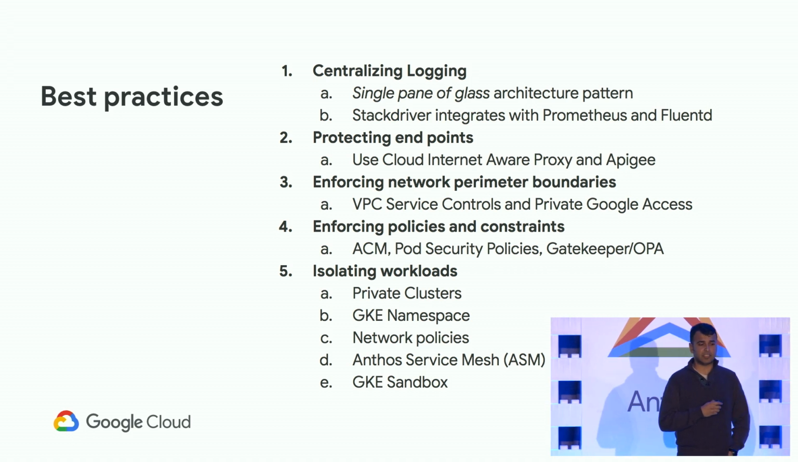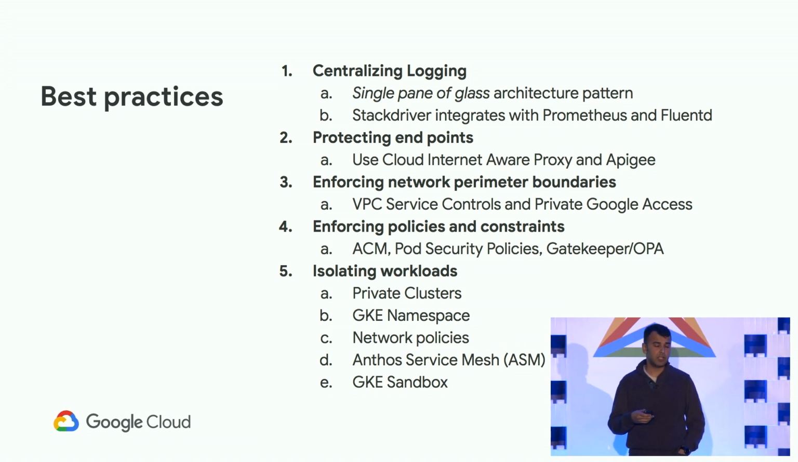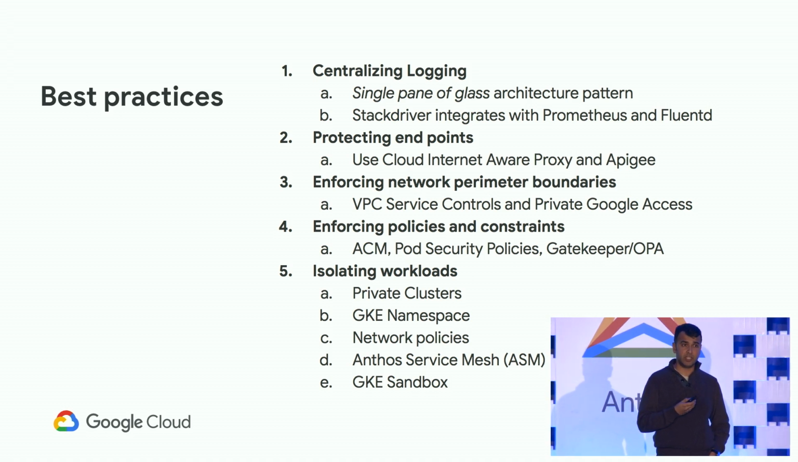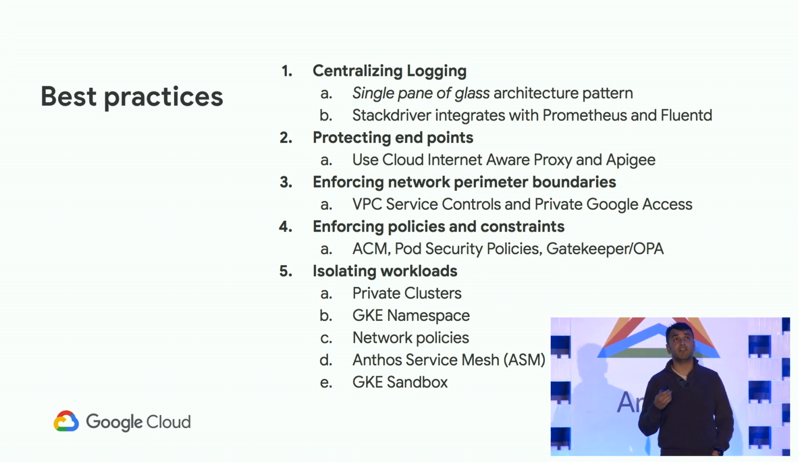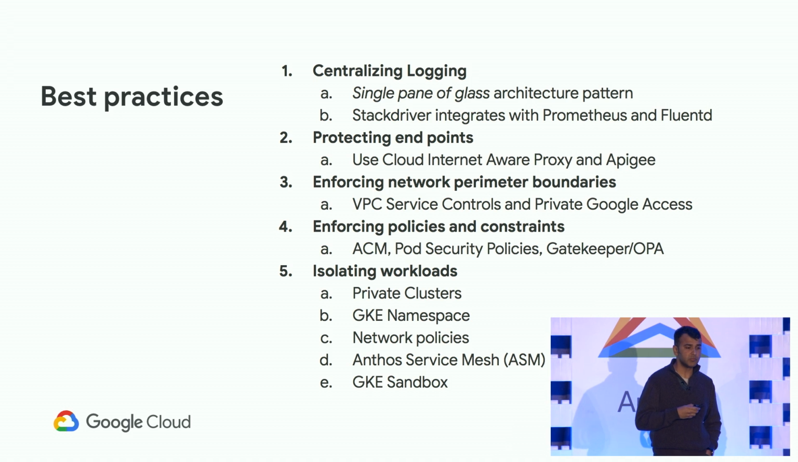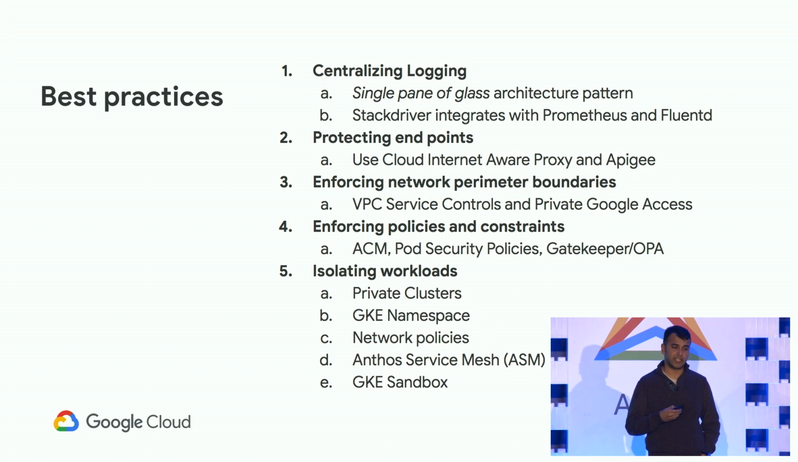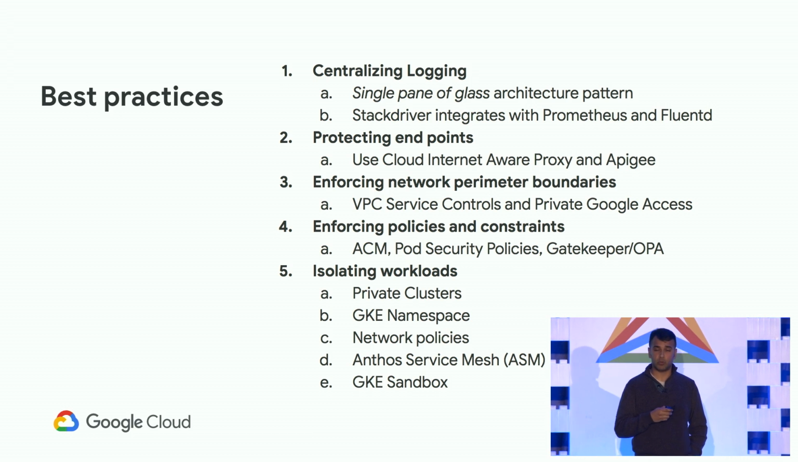The second best practice is about protecting endpoints. This, of course, deserves a separate talk by itself. But the TLDR, I would say, is we would recommend using Cloud IAP or Identity-Aware Proxy that enables a more context-aware evaluation of the user's identity or authentication. We also recommend using Apigee for API management if you're operating at that scale. 3 and 4, we already discussed. 3 is about enforcing network perimeter boundaries. This is super critical, especially as your workloads span multiple clouds or between clouds and hybrid.